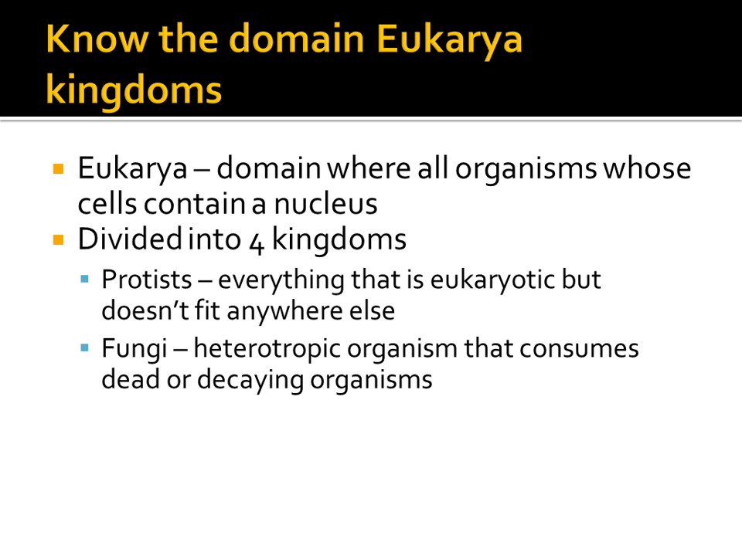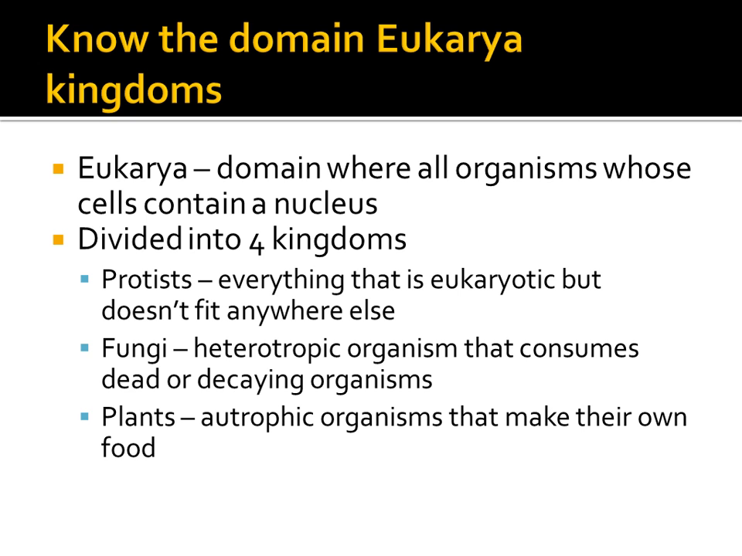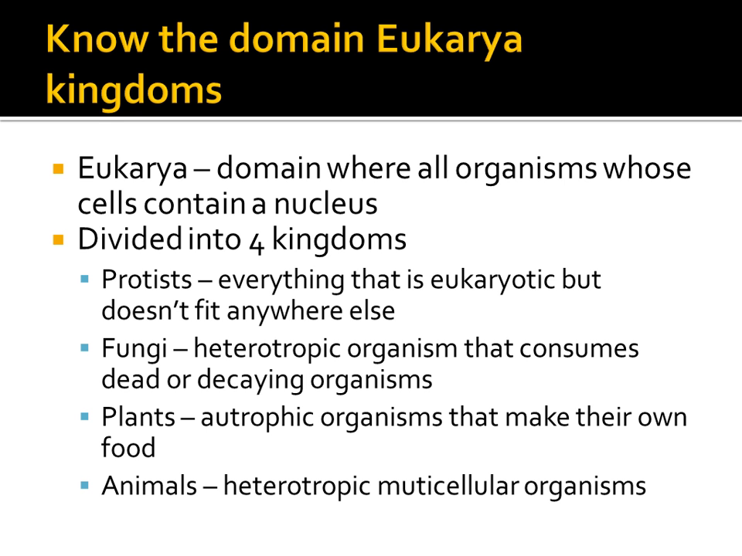Then fungi, which are heterotrophic organisms that consume dead or decaying organisms. Basically, it means they eat other things, and usually they're dead or decaying. Plants, these are the autotrophs, that they can actually make their own food. That might be an important thing for where we get all the energy from. And then finally, there are animals, which are the heterotrophic multicellular organisms. And if you take a look at it, that's the category we fit into in the domain Eukarya.